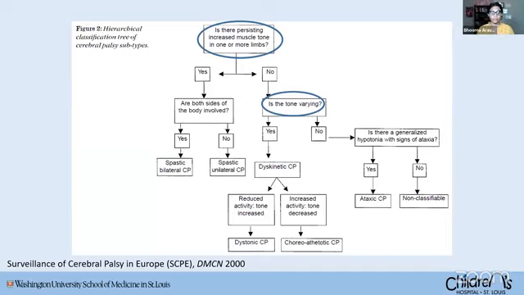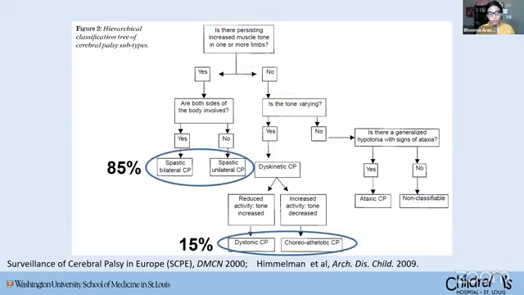This is the Surveillance of Cerebral Palsy in Europe cerebral palsy classification system, and many of us are familiar with this. This has been a long-standing classification system now for over 20 years, mainly deciding if the predominant form of tone a person with cerebral palsy has is associated with dystonia or not. That's really the initial differentiating factor. Is the tone persistent or is it varying? And once you make those distinctions, the classical teaching is that 85% of people with cerebral palsy tend to have spasticity predominant or spastic CP, and 15% tend to have dystonia or dyskinetic predominant or dystonic CP.